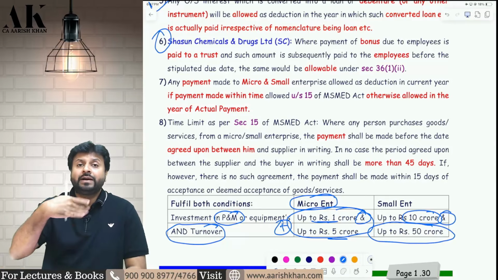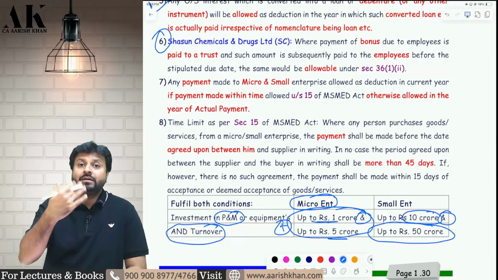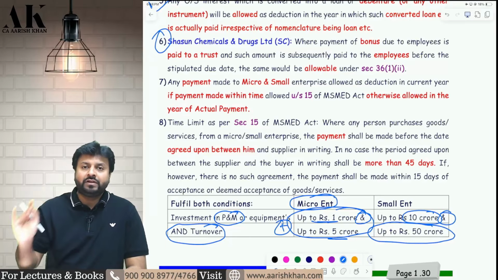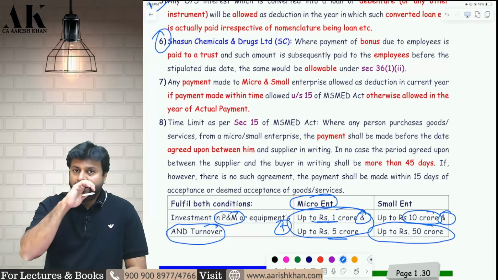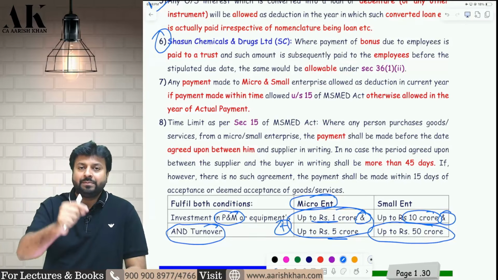If there is no agreement between buyer and seller regarding by when the payment has to be made, then it has to be paid within 15 days from the purchase. The day on which you have purchased, the day on which the transaction has happened, within 15 days you have to pay. That is the due date as per MSME.